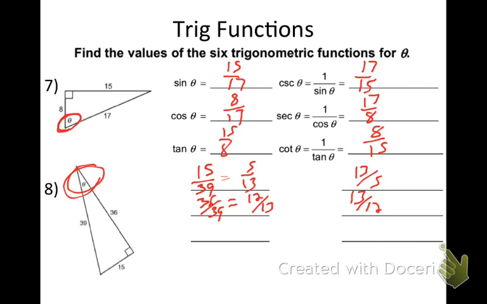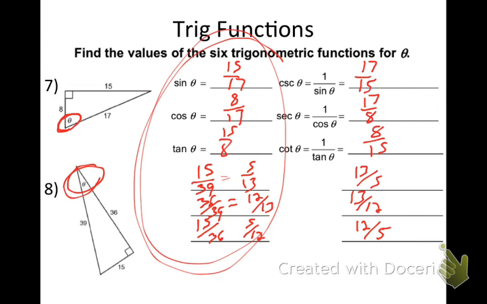And the last one, tangent. What's my tangent function, Sean? 15 over 36. And that ends up being 5 over 12? And then I flip that and you get what? 12 over 5. Nice job. Okay, so those are the 6 trig functions. We're going to be focusing more on these 3 a lot in the coming days.